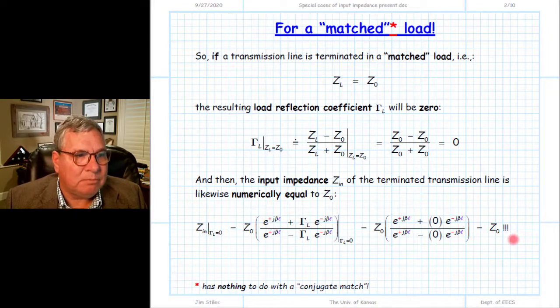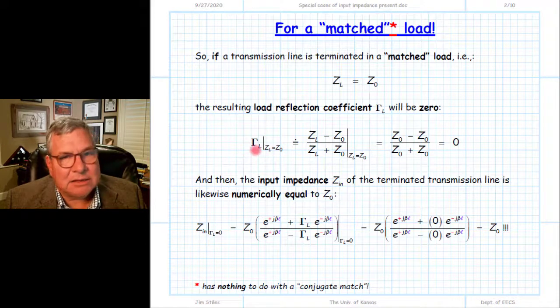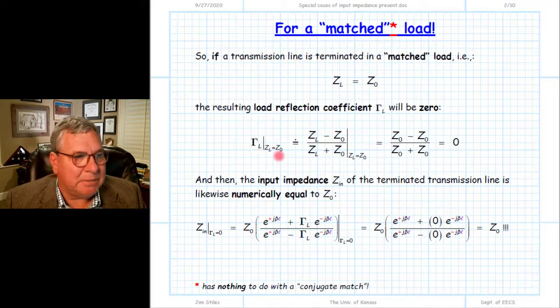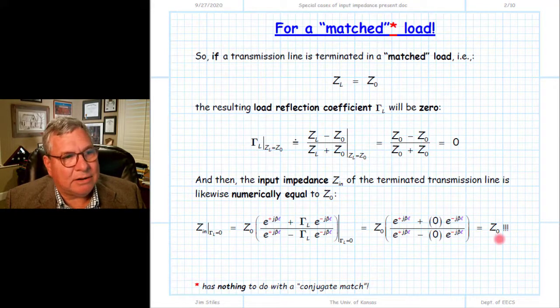Therefore our input impedance is numerically equal to Z0 as well. What's happened here is that because gamma L is equal to 0, there is no minus wave. And because there is no minus wave, the total voltage is simply the plus wave voltage, and the total current is simply the plus wave current, and therefore the line impedance is simply equal to the characteristic impedance. And that shows up here in our math. And so we find that the input impedance of a transmission line terminated in a load that's numerically equal to its characteristic impedance will have an input impedance that is likewise numerically equal to Z0.